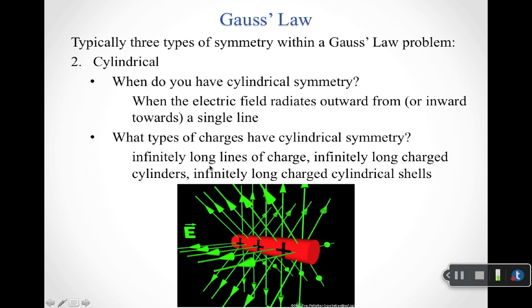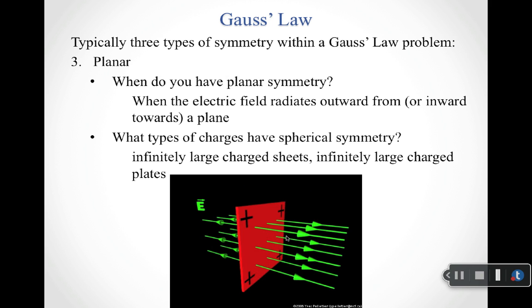So we'll talk about infinitely long, and really by infinitely long we just mean long enough to not have to worry about fringing effects at the edge. But infinitely long lines of charge, or infinitely long charged cylinders, or infinitely long charged cylindrical shells, infinitely long charged rods, all of those are going to give us cylindrical symmetry, so that picking our Gaussian surface as a Gaussian cylinder will be useful. And then the third type of symmetry that we'll run across is planar symmetry.